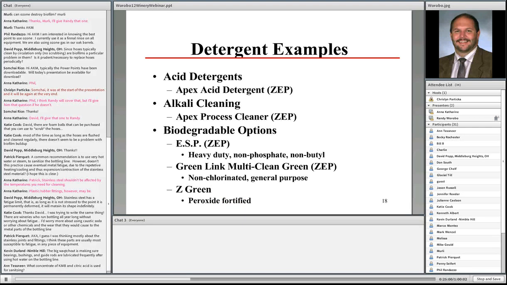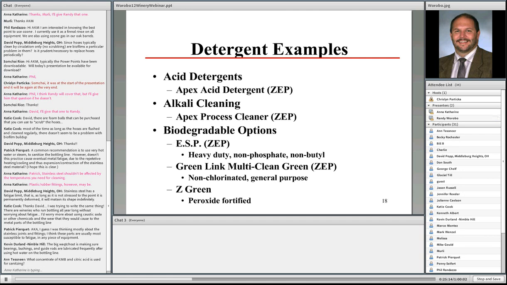Now, some examples. I'm not promoting any one company. It's just that I get many questions asking for actual names of detergents. So an example of an acid detergent is Apex acid detergent. It's from ZEP. An example of an alkali cleaner is Apex process cleaner.